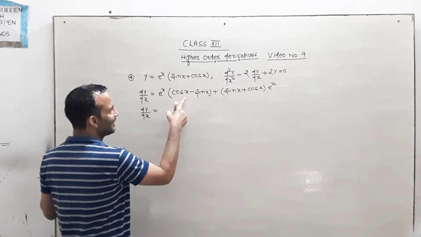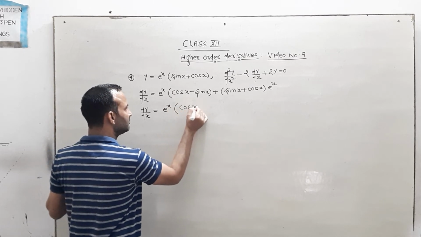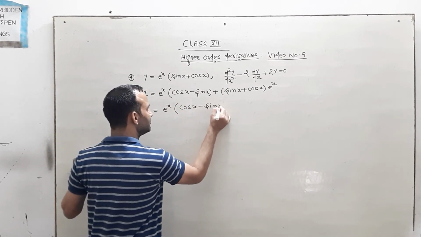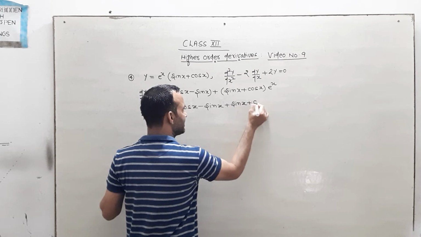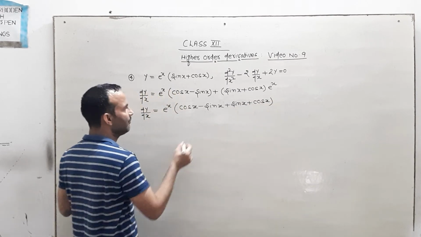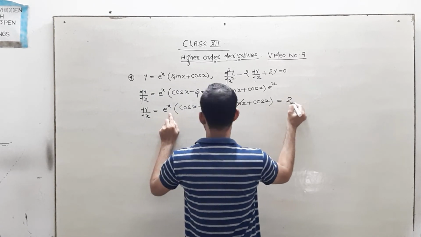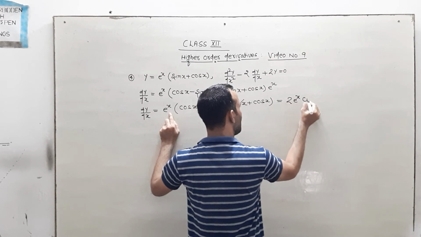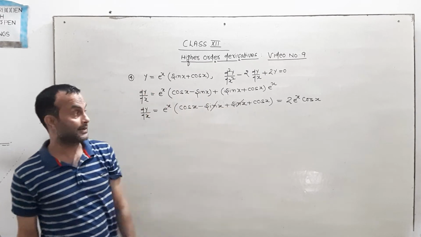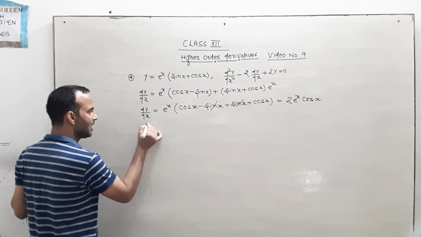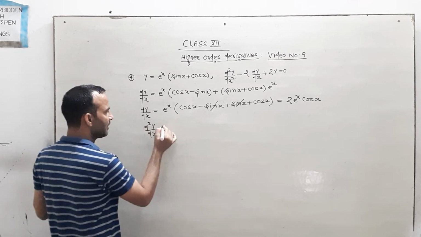Okay, so dy over dx becomes what? You can see, if we take common e raised to the power x, we obtain cos x minus sin x plus sin x plus cos x. Okay, cancel. We obtain what? 2 e raised to the power x cos x, because cos x plus cos x is 2 cos x. Now d square y over dx square means differentiating again both sides with respect to x.